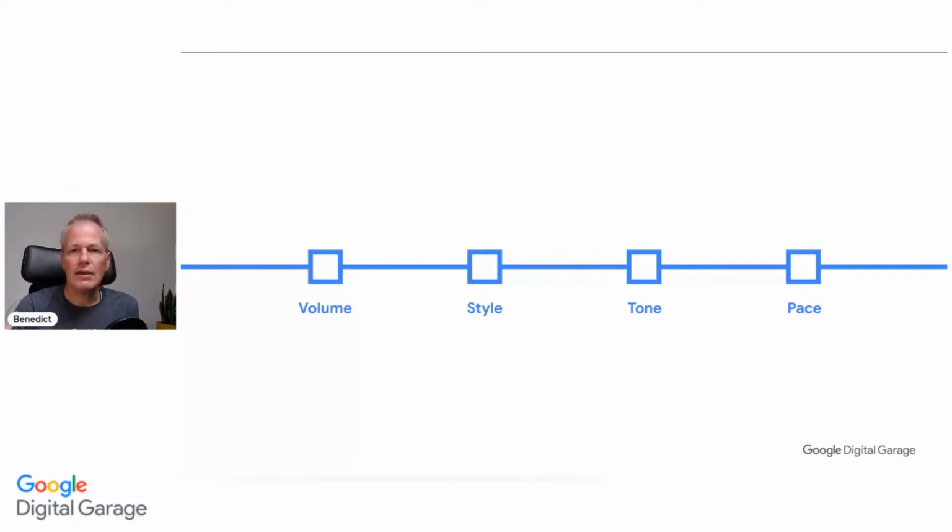Tone: vary it a lot. Don't speak in a monotone like you're a robot. That's the worst thing. Change it. And change the pace. Pace can maintain a steady speed, and remember to pause.